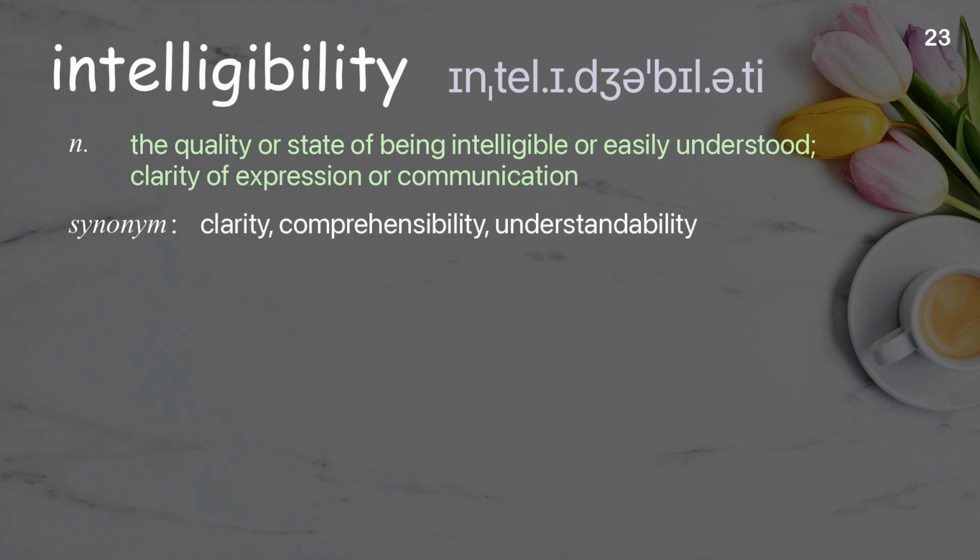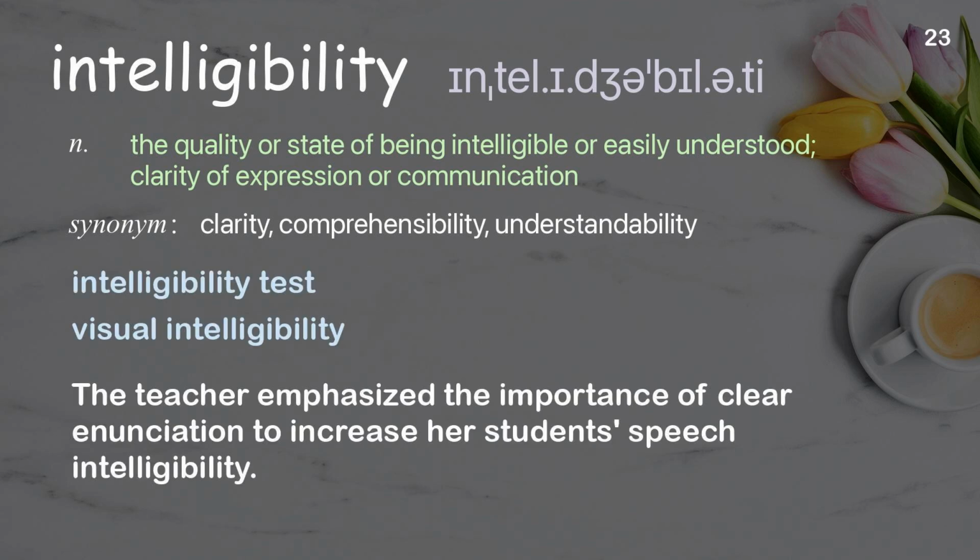Intelligibility. The quality or state of being intelligible or easily understood; clarity of expression or communication. Examples: Intelligibility test. Visual intelligibility. The teacher emphasized the importance of clear enunciation to increase her students' speech intelligibility.